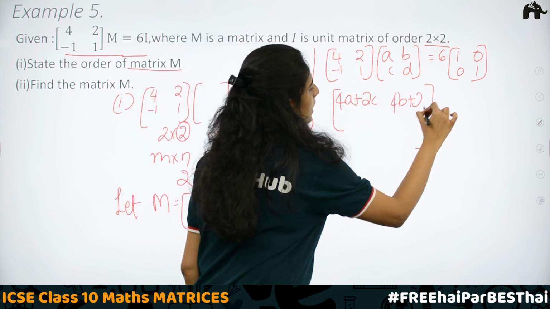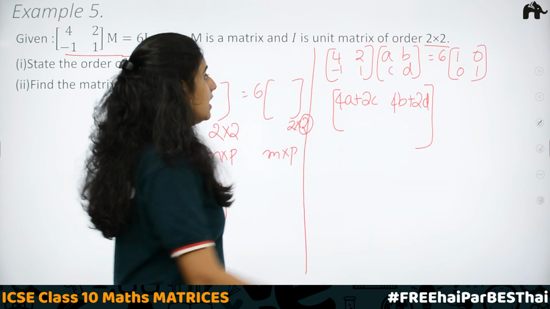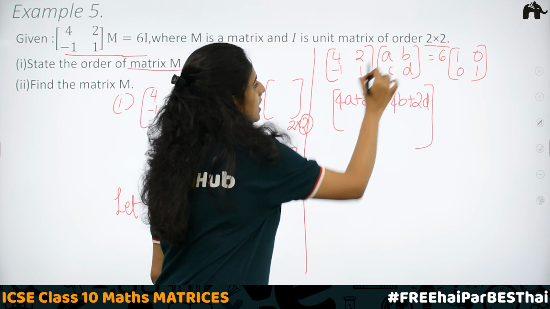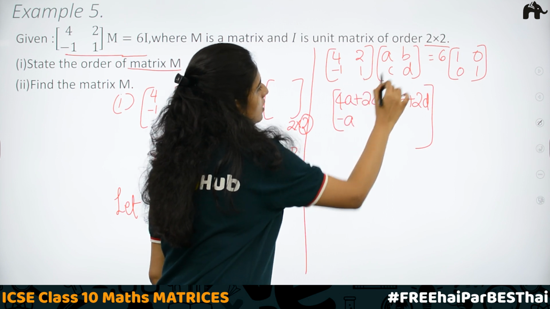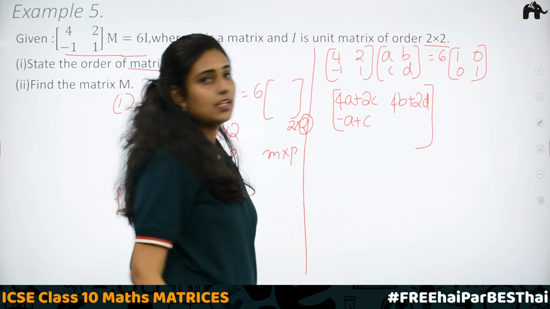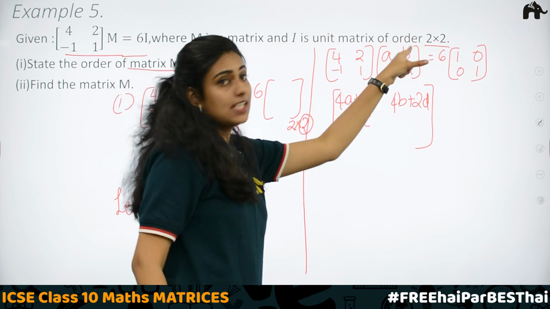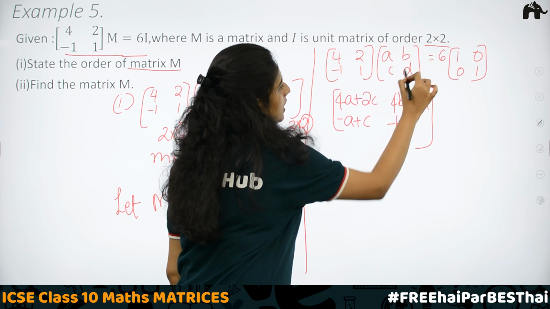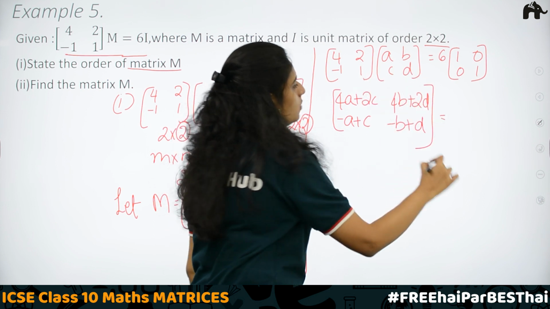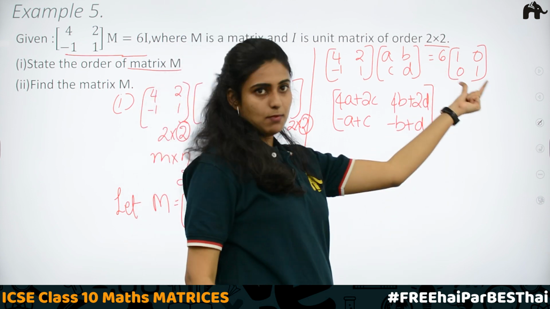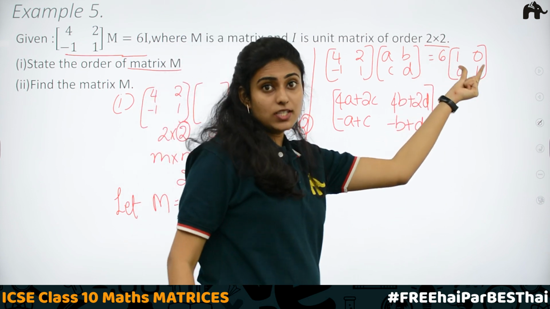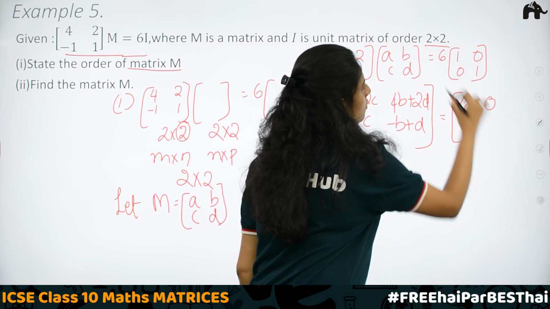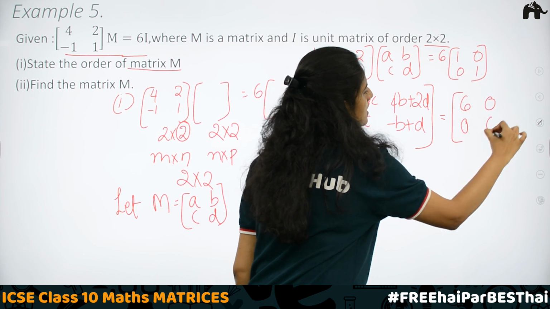Now the third, we have to take the second row and the first column. Minus 1 into A is minus A. 1 into C is C, plus C. Next, second row and the second column. What do we get? Minus 1 into B is minus B. 1 into D is D, plus D, is equal to 6 into the identity matrix. Multiply each element with 6. What do we get then? 6 into 1, 6. 6 into 0, 0. 6 into 0, 0. 6 into 1, 6.